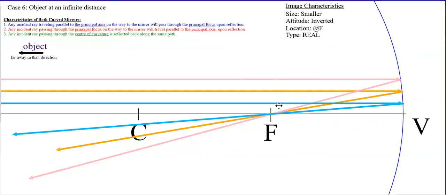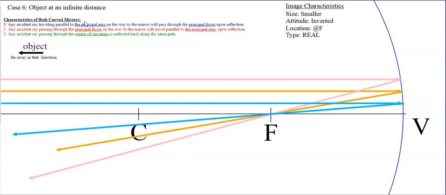Attitude, we'll just assume it's inverted, again basing that off case number 3. Location, it's going to be at the principal focus. Technically, it'd be a micrometer or a nanometer off the principal focus, but that gets to the point where we're just splitting hairs and we just say, fine, it's at F. So location, it's at F. And technically, that would make it a real image, even though that would be really hard to actually form an image. Now, when we do a lab on this, you actually find your principal focus by putting a little light bulb or a candle or some kind of bright object far away from the mirror.